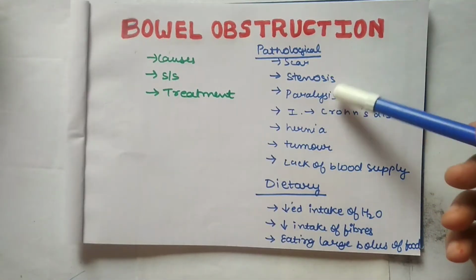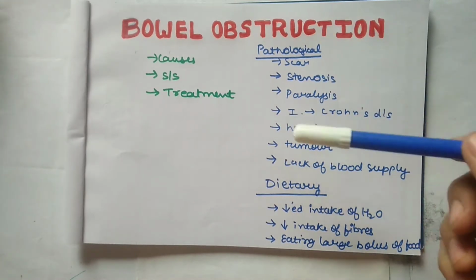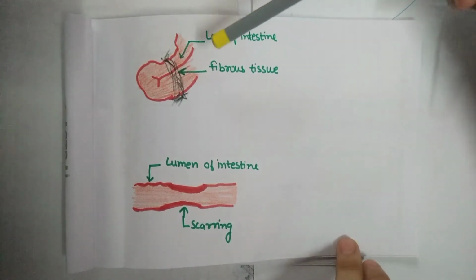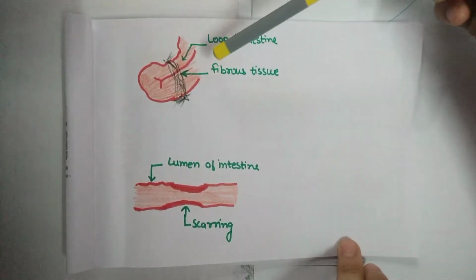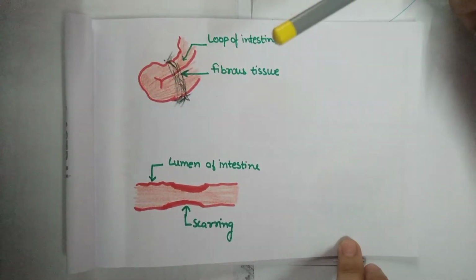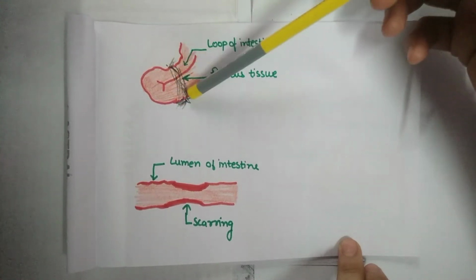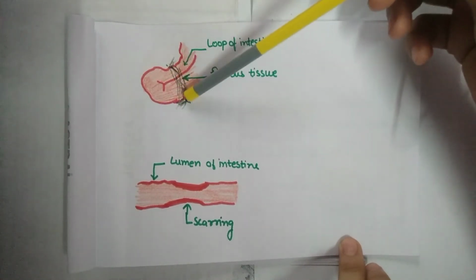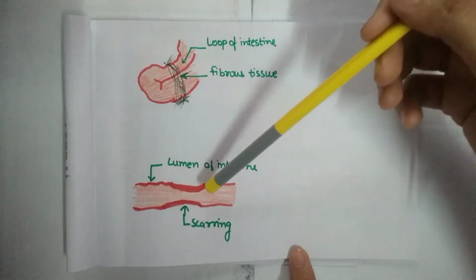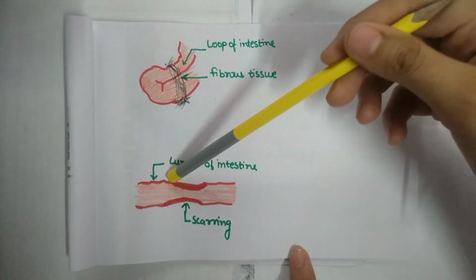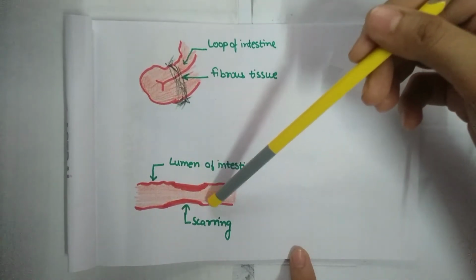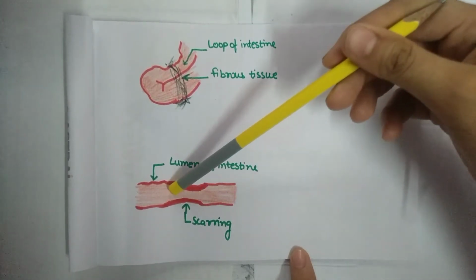So its causes can be differentiated into two groups, pathological or dietary. Pathological, first is, here I have drawn a diagram in which you can see a loop of intestine that has become adherent by fibrous tissue. So it also narrows down the lumen as you can see here. And this is the diagram of a scar in a lumen of intestine. As a scar has a unique feature, it constricts a lumen whenever it is present in a lumen and narrows it down.